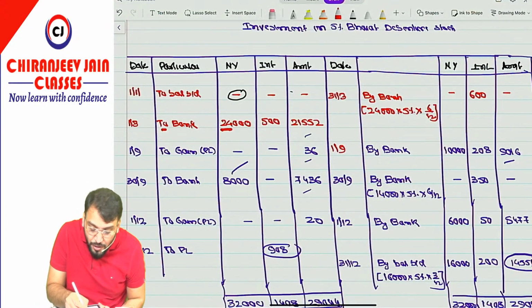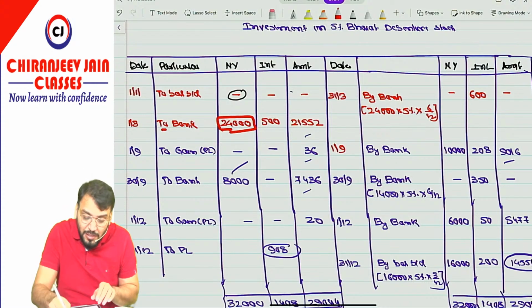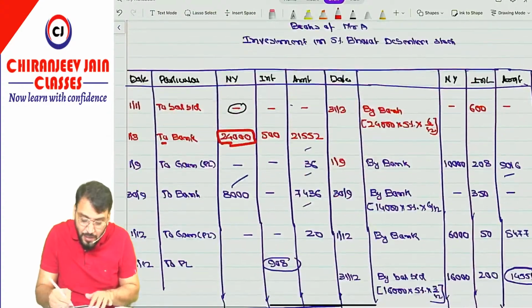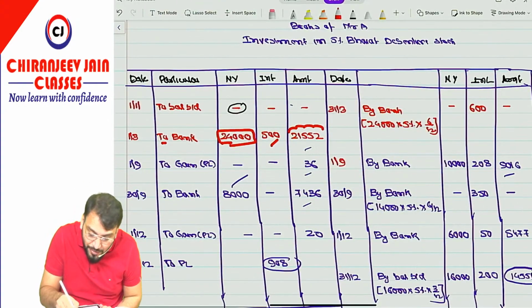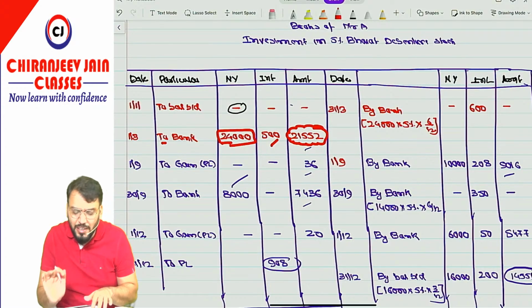What is the nominal value of the debenture purchase? 24,000. How much interest have you paid? Already we calculated, 500. Interest paid is 500. Now this amount we need to calculate. How to calculate this amount, that we need to understand. For that, one working note is required.